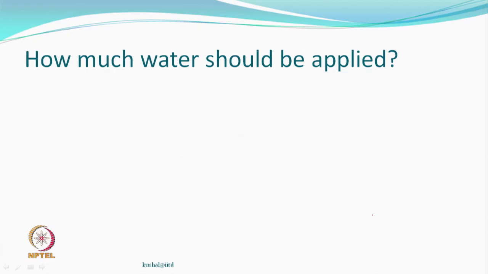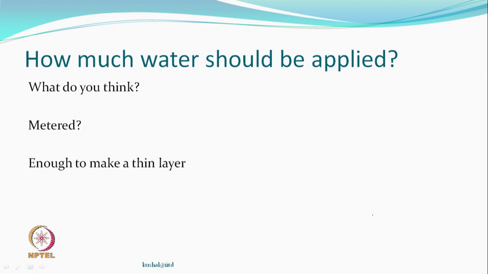Do you want it to be controlled? How much water do you want to apply? What do you think? How much water would you like to apply? It has to be a very small amount. Therefore, it is metered, so that you exactly know how much water is coming out based on the speed of the yarn at which it is moving over the applicator. So, it is a metered amount. You have a control. So, you can apply more or less, but how much more? Just enough to make a thin layer on the surface of the filaments. You definitely do not want the water to be dripping.